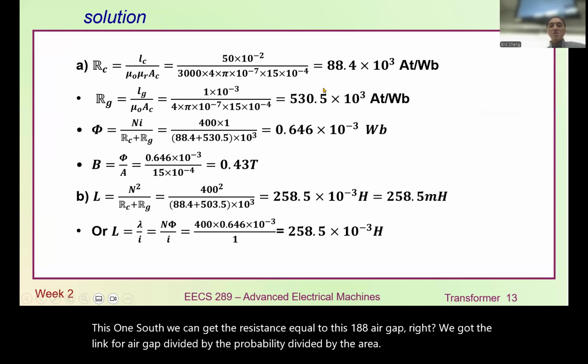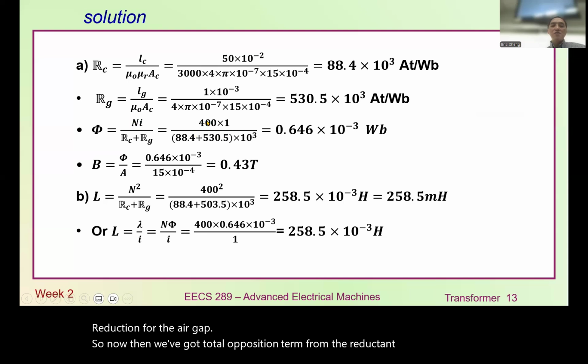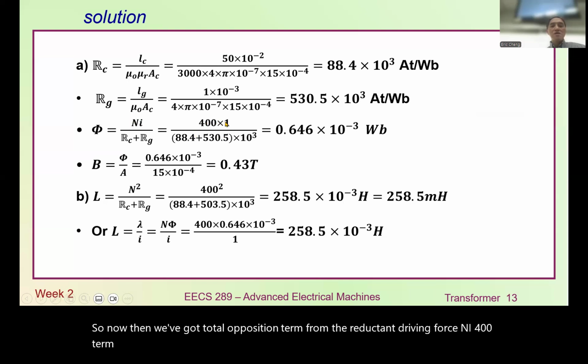Then we can get the reluctance for the air gap. So now we've got the total opposition term from the reluctance, and the driving force, the Ni term, 400 times 1 amp current. Then we can get the through component, which is the magnetic flux. The magnetic flux unit is equal to Weber.